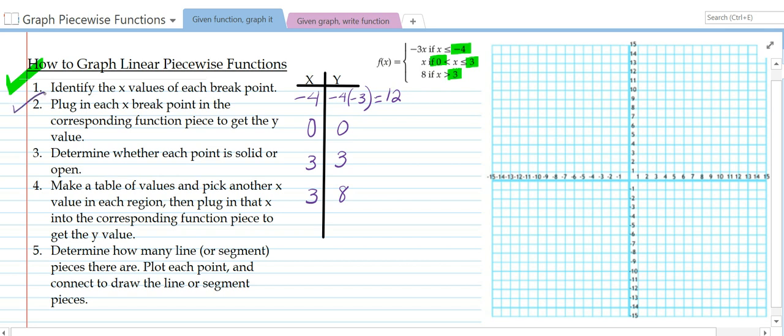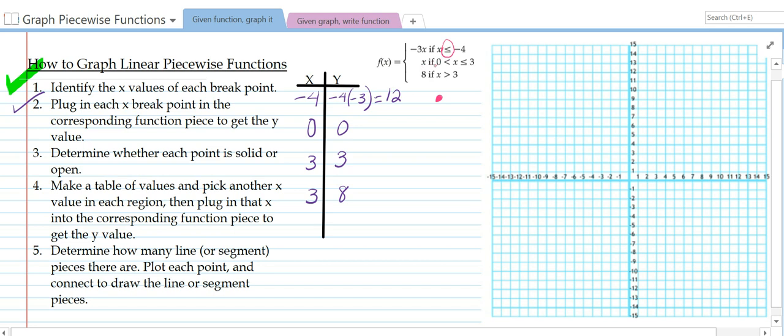Step 3, determine whether each point is solid or open. And the way that's determined is based on whether we have an equal sign or not. So notice in here that x is less than, let me just erase this. Okay, so in here x is less than or equal to -4. The emphasis on the equal to. So at -4, 12, that's going to be a solid point, solid dot.